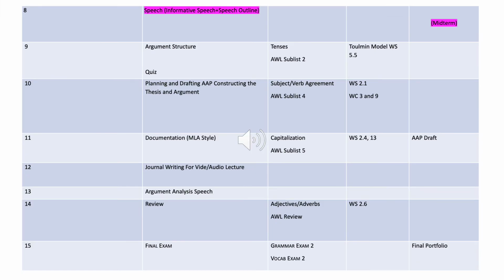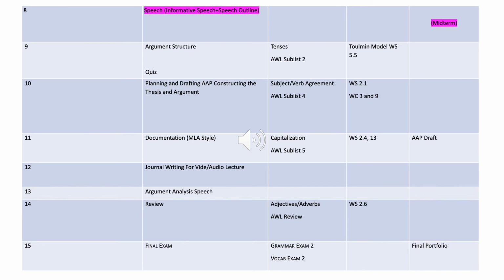Okay, continuing with the weekly schedule, argument structure in week 9 along with the quiz, and then tenses, Academic Word List, and Toulmin model. There will be a quiz in week 9 too. Before I proceed, just to refer back, this is the time before week 9 when we will do our midterm exam as well. So what assignments are you supposed to do as midterm exam? I will let you know as we draw closer to that time.